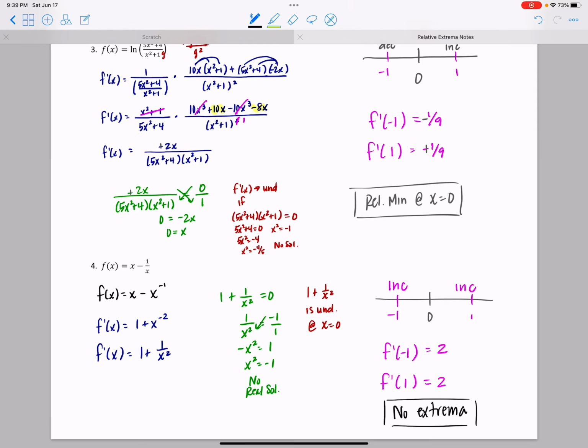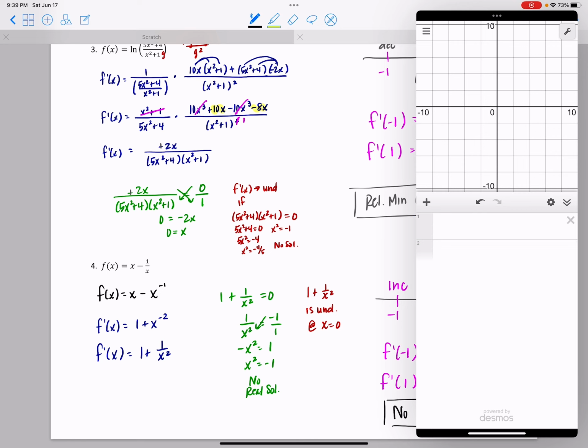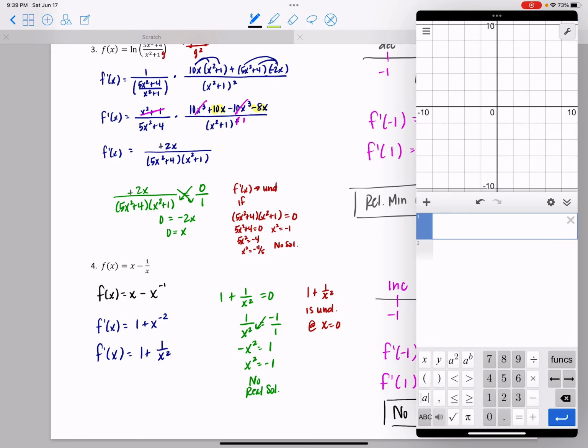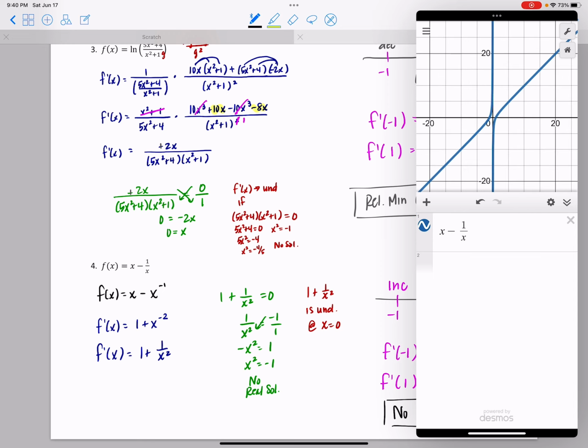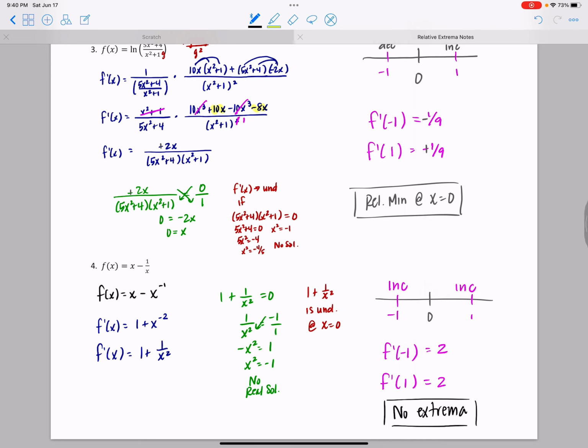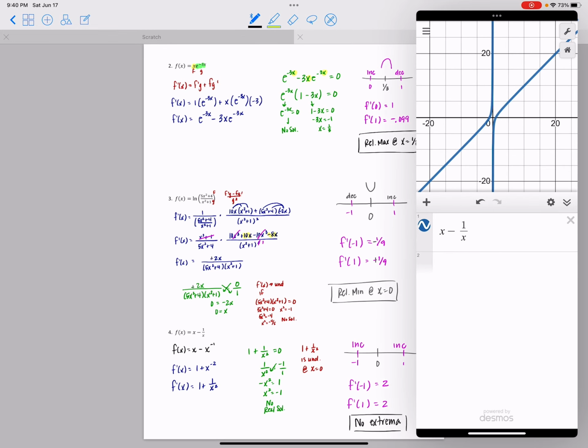Alright, now let's just verify, because strike 2 would be really terrible. What does x minus 1 over x look like? What do we say at 0? Yeah, we have an oblique asymptote happening in this graph. But this graph's going to go up forever, down forever. There's no tops or bottoms of any peaks or valleys there. So yeah, no extremum.